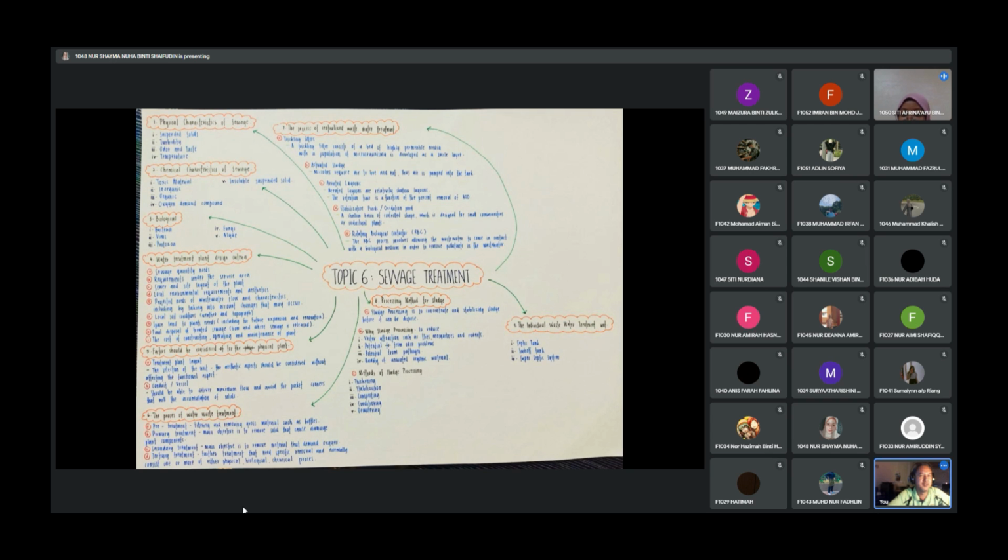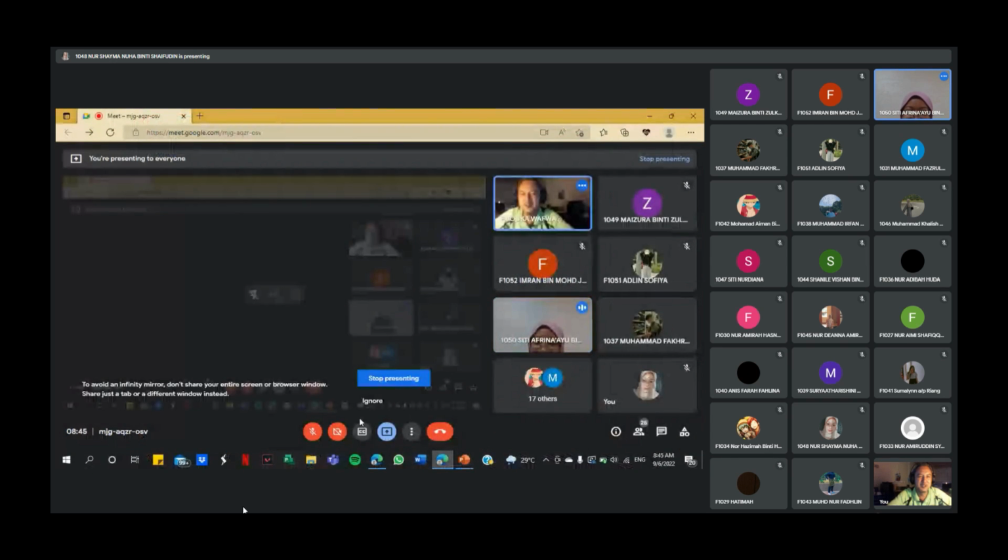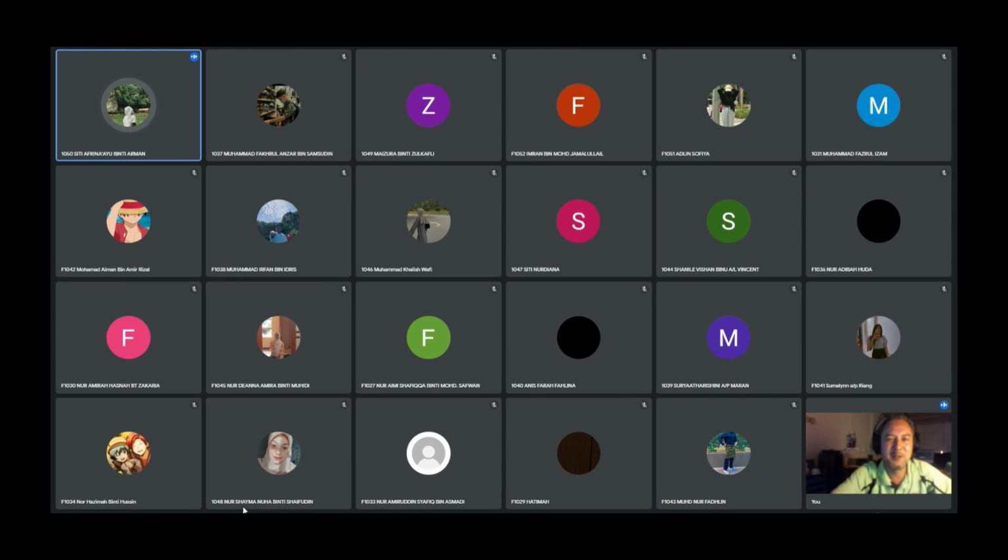Okay. Sekian dari saya. Minta maaf tuan kalau ada salah. Tak apa. Terima kasih. Salah sikit-sikit tak apa. Salah banyak-banyak ada potong sikit-sikit. Salah betul-betul potong markah. Tak ada apalah, okey je. Okey, terima kasih pada Siti Afrina tadi.